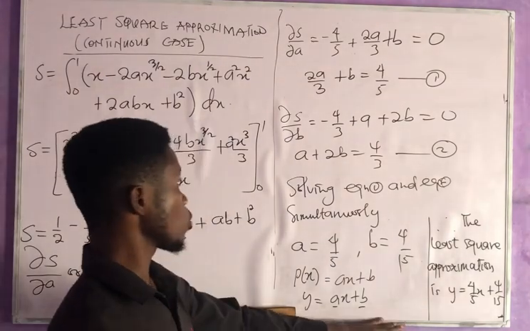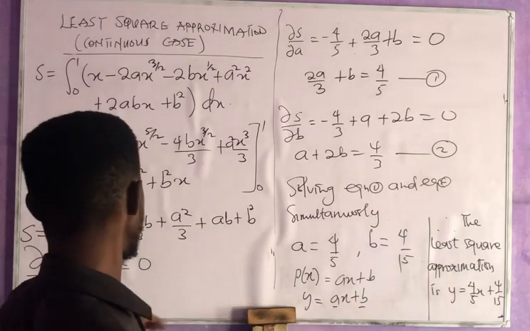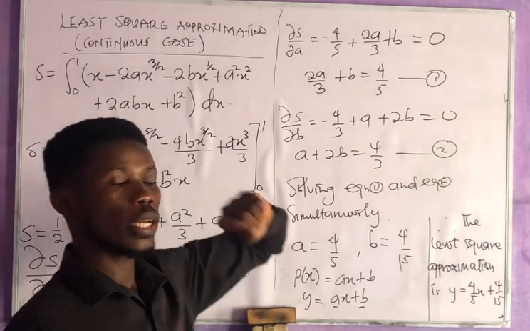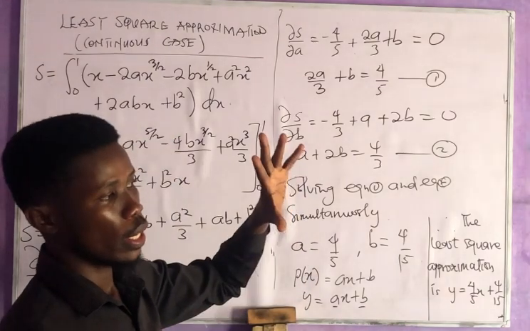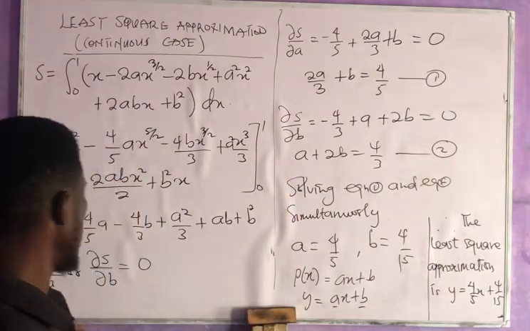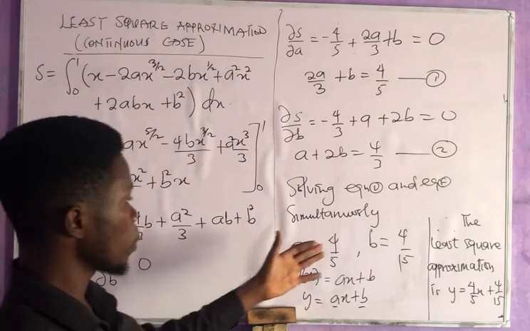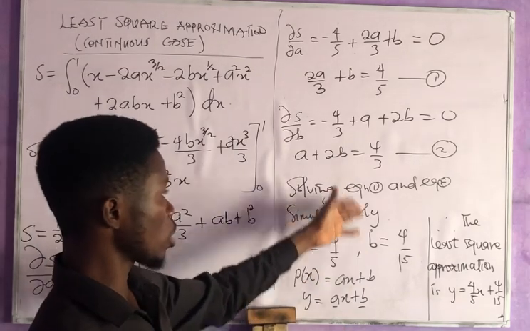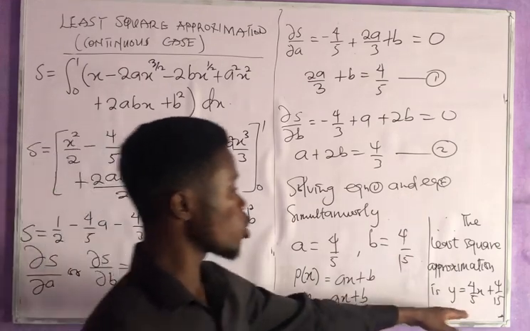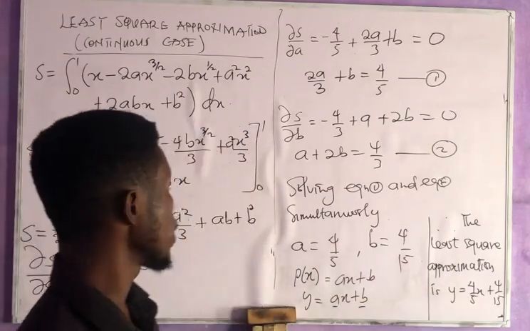So anytime they give it to you, you make sure that you take the square of it, expand it, and take the partial with respect to a and b, equate them to 0, and solve the simultaneous equations so that you can get your a and b. Then go back and substitute into the line that you quoted from the beginning.